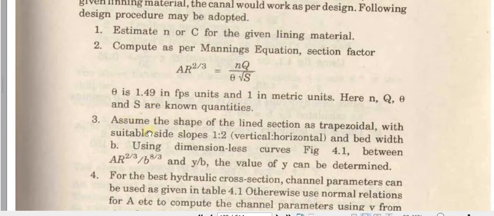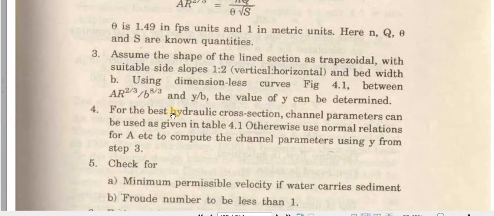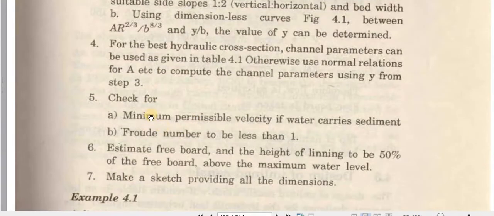Then we have to assume the shape of the lined section, trapezoidal, and its slope. Then for the best hydraulic section, we have to calculate the channel parameters, and then we have to check for minimum permissible velocity. Minimum permissible velocity is used as a threshold. If the velocity is less than the minimum threshold, then siltation will occur.